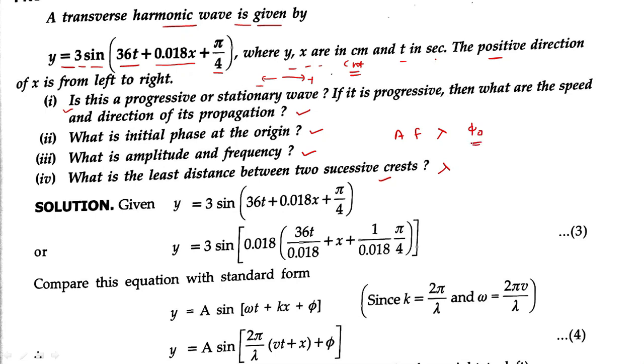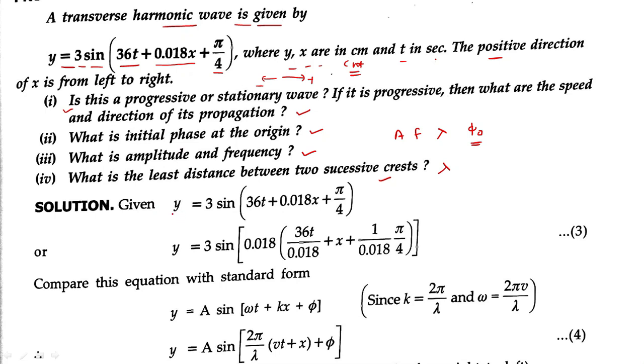Suppose we denote phi naught as the initial phase, and we must decide whether this is a progressive wave or a stationary wave. But first we have to find the speed and direction of propagation. Okay, let's analyze the question.